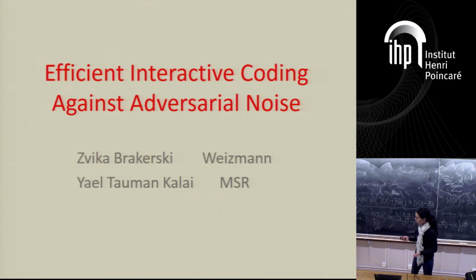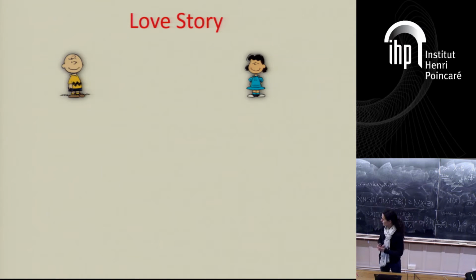The goal is to show a computationally efficient, so polynomial-time, interactive coding scheme that is resilient to adversarial noise. Let me explain what this is. But since we're in Paris, I thought it's only fair to start with a love story. And actually, before we go to interactive coding, let's first start with just one-way encoding.